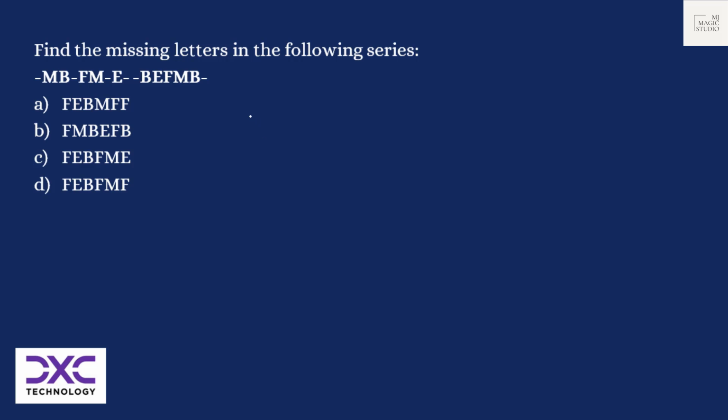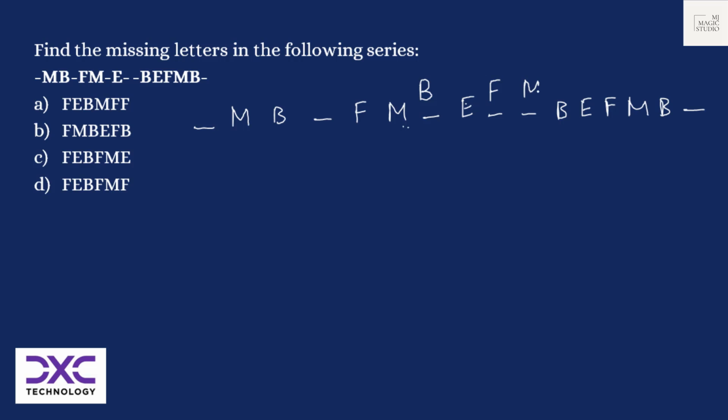One more typical type of fill in the blanks with missing letters. Let's see. M, then B, dash, F, M, dash, E, 2 dash, B, E, F, M, B. Wherever you find the cluster, try to first identify the pattern: which letter is coming before a given one and after a given one. Here we can see FM. After FM is B, we can write B here. It is again B E F M B. B E, we can write F M B.